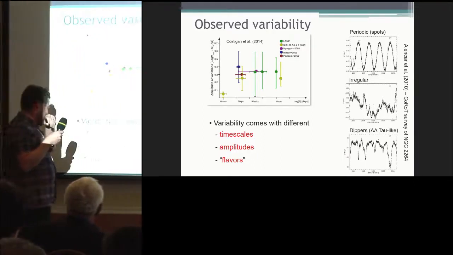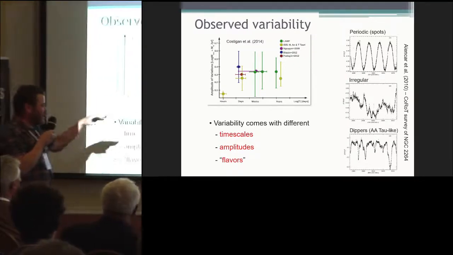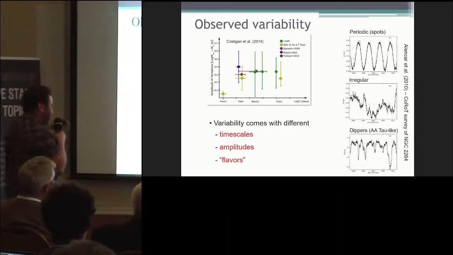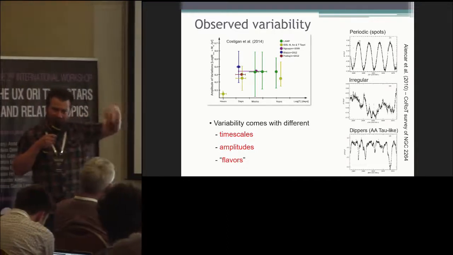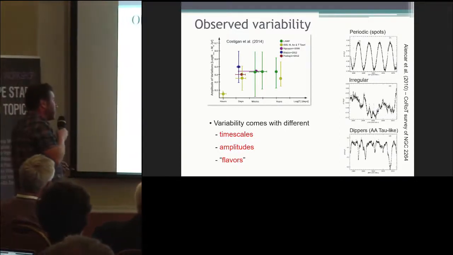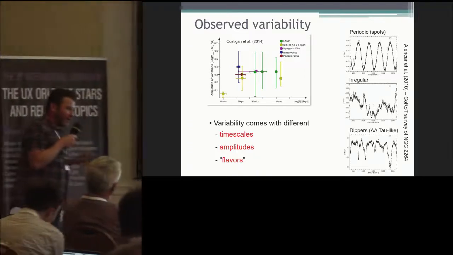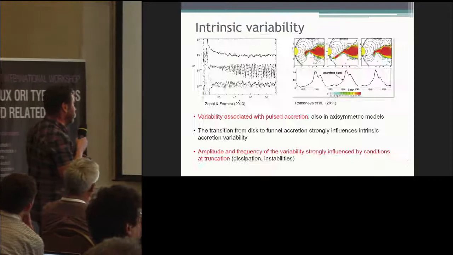And then we have the dippers, which, at least like the AA Tau-like ones, are quite periodic, and they show dimming events which are essentially synchronized with the stellar orbital period. So what kind of variability do these simulations show, and how can we compare to these kinds of results?